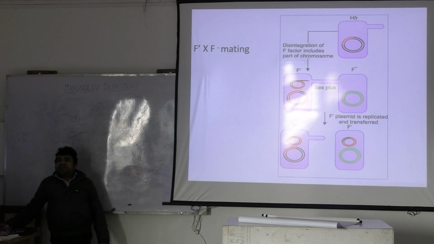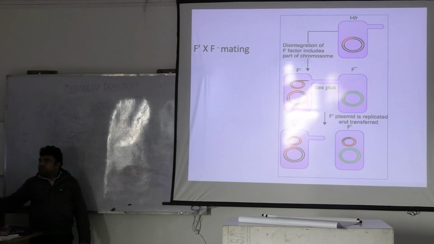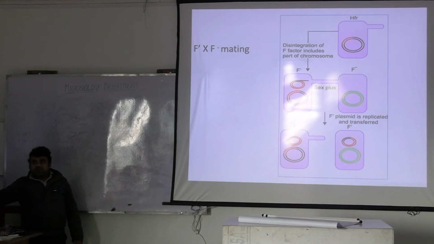Another aberration is F prime F minus mating. What happens here is that the HFR, which can donate the chromosomal material, chromosomal DNA, may transfer it to form a plasmid, which we call F prime.